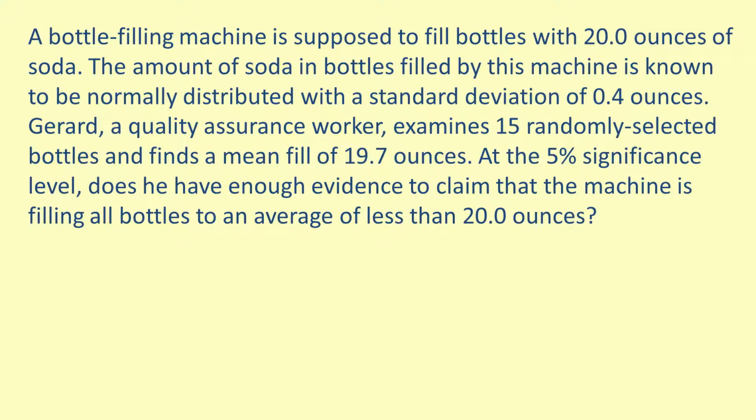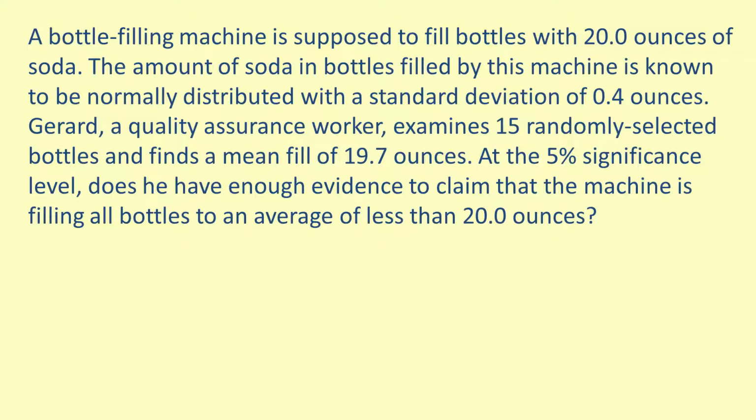In this example, we will look at a set of sample data and determine whether we should reject or fail to reject the null hypothesis. A bottle filling machine is supposed to fill bottles with 20.0 ounces of soda. The amount of soda in bottles filled by this machine is known to be normally distributed with a standard deviation of 0.4 ounces. Jared, a quality assurance worker, examines 15 randomly selected bottles and finds a mean fill of 19.7 ounces. At the 5% significance level, does he have enough evidence to claim that the machine is filling all bottles to an average of less than 20.0 ounces?